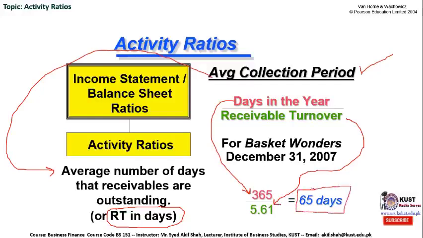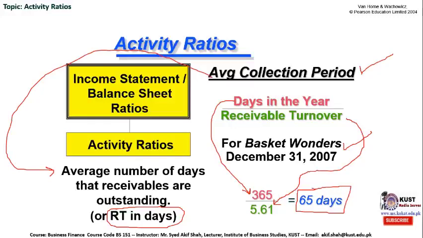Now what does it mean? It means that on average, Basket Wonder, which is the company we have selected to calculate different financial ratios pertaining to the activities of the company, in 2007, according to the financial data at the end of December 31st, 2007, takes 65 days to collect its account receivable from credit customers.